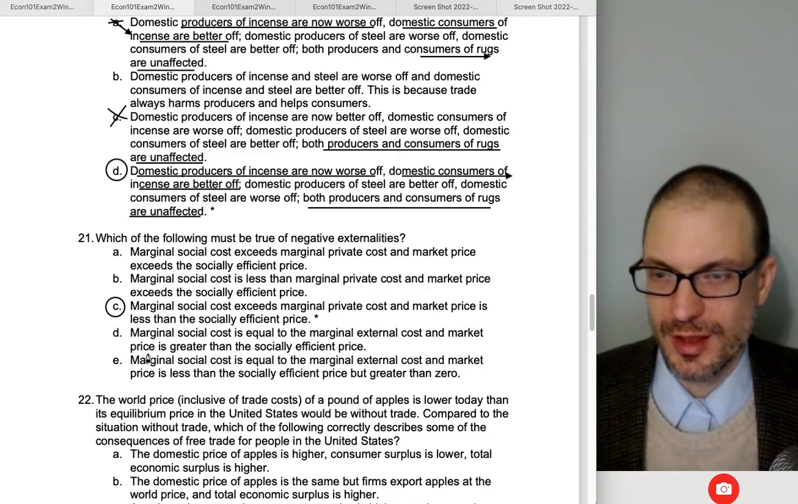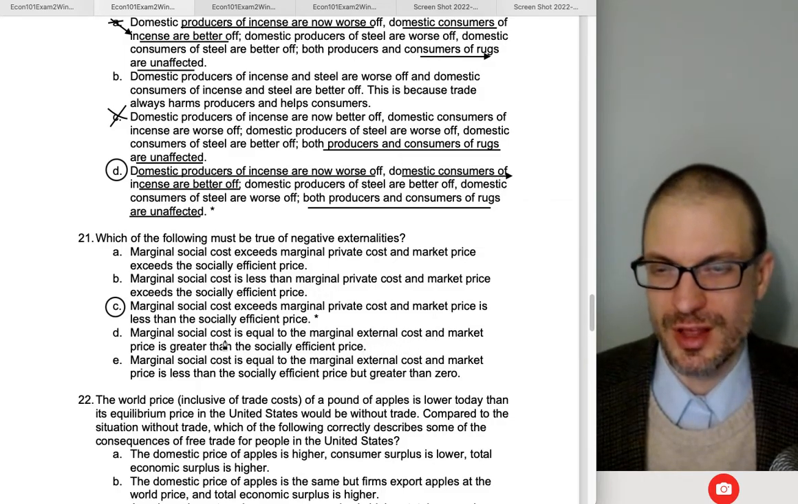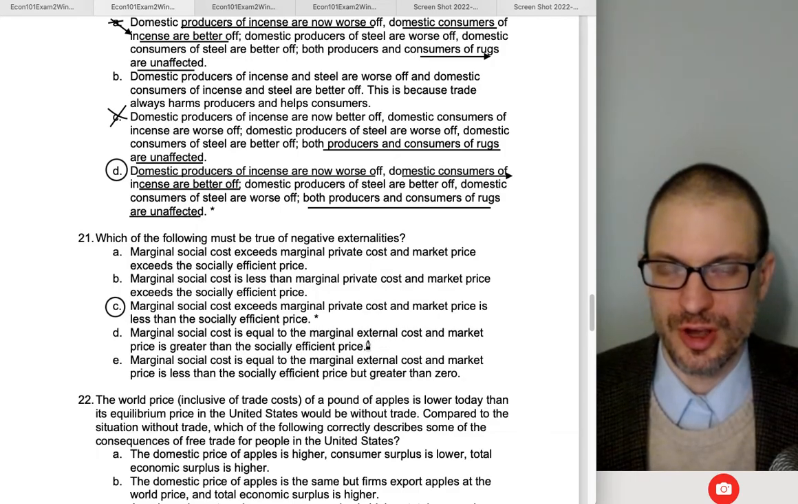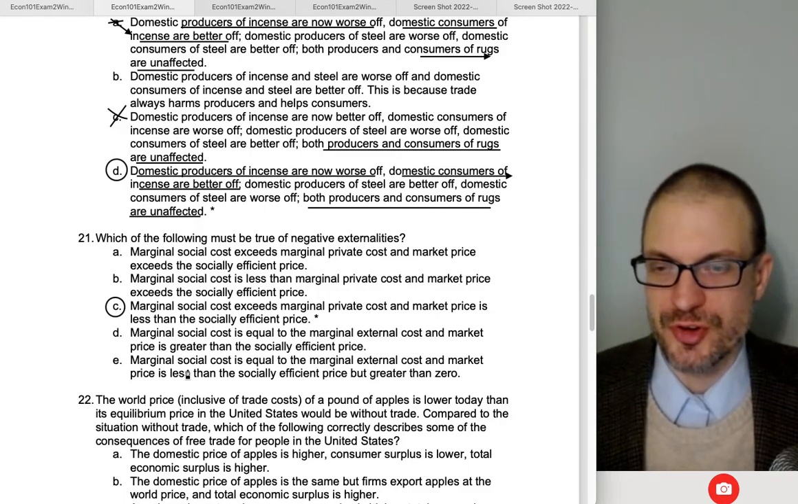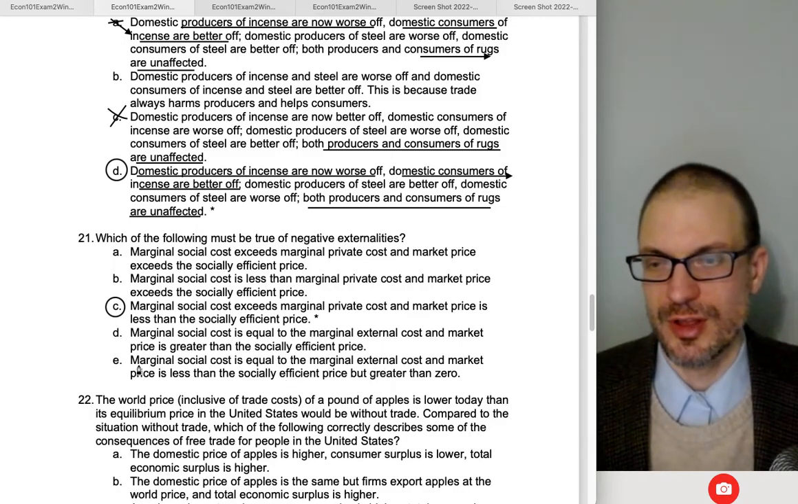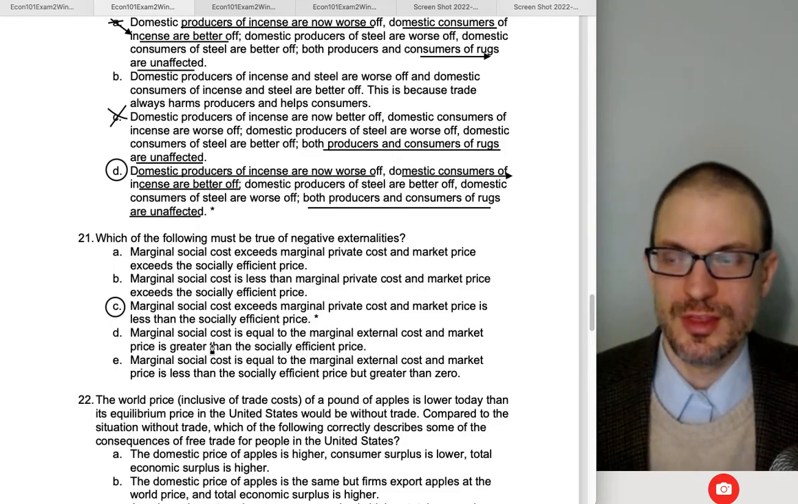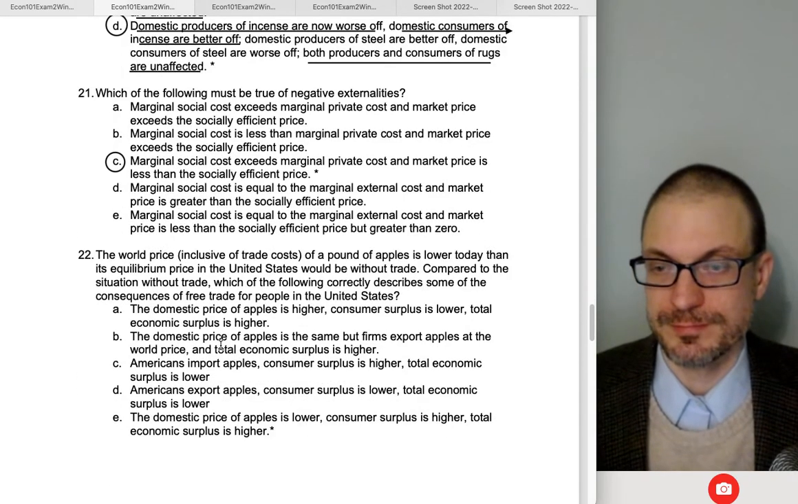Marginal social cost is less than the marginal private cost? No. Marginal social cost is equal to marginal external cost. Well, the marginal social cost is going to be the marginal external cost plus the marginal private cost. So it's not D. Marginal social cost is equal to the marginal external cost, and the market price is less than the socially efficient. No, it's not equal to the marginal external cost, right? So D and E are missing the fact that marginal social cost is the externality plus the private cost.